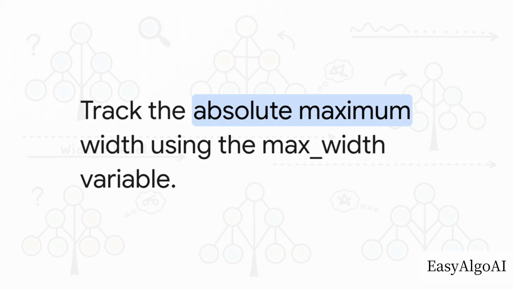Then, at the very end of every single level, we run our simple subtraction formula. We calculate that level's width, and then we check it against a running tally. Let's call it max width. If the level we just finished is wider than our previous record, we update max width. We repeat this for the whole tree, and that guarantees that by the time we run out of nodes, we have definitively found the widest level overall.